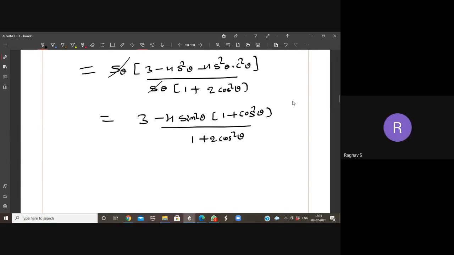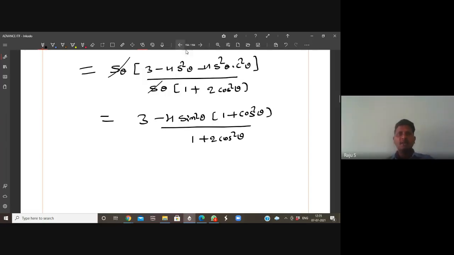Sir, sin square theta we can write as 1 minus cos square theta. Here it's better we do like this so that nothing gets cancelled. What I want to do, as you said: this sin square I want to change into cos terms, because in the denominator we have cos square. Shall I write this as 1 minus cos square theta minus 4 sin square theta cos square theta?